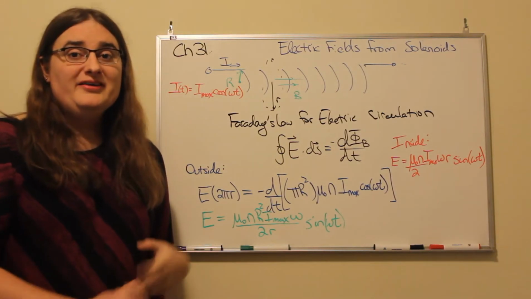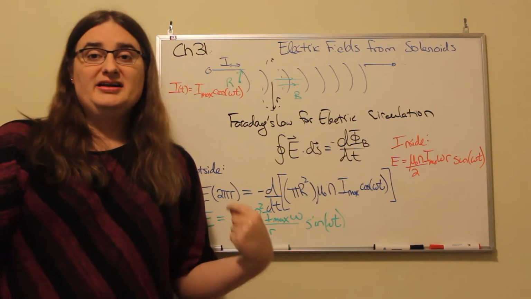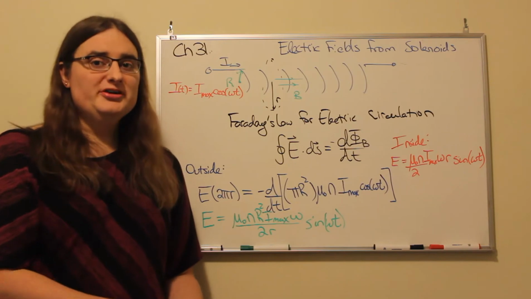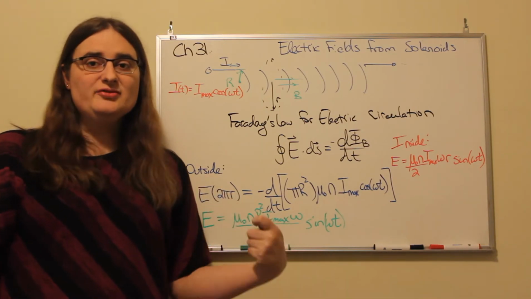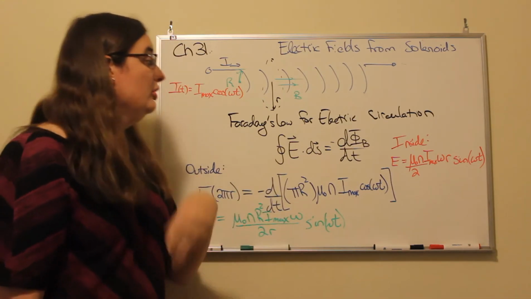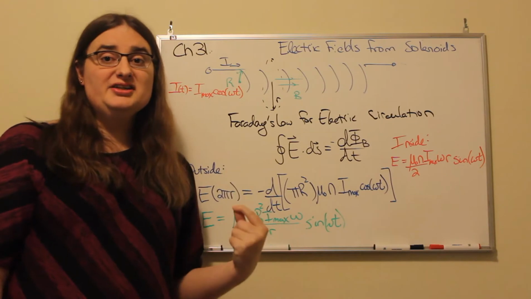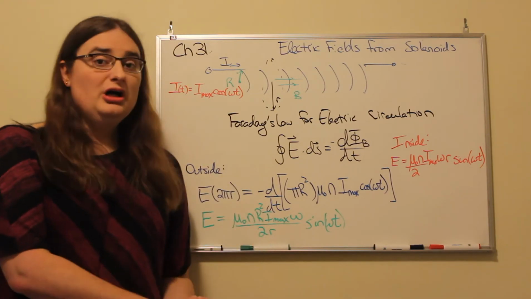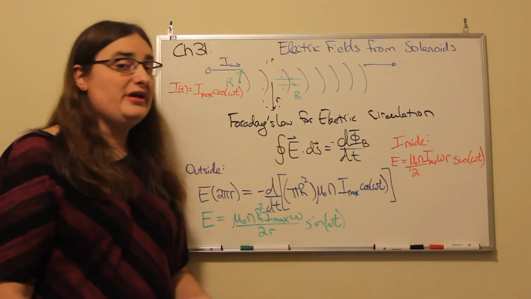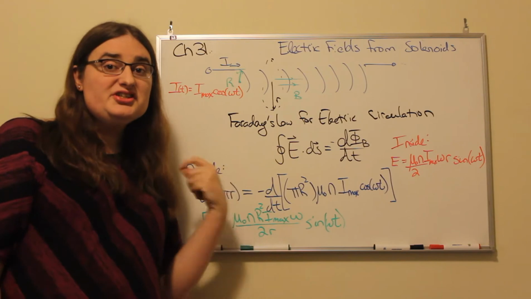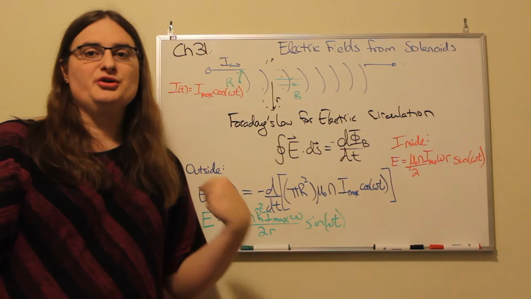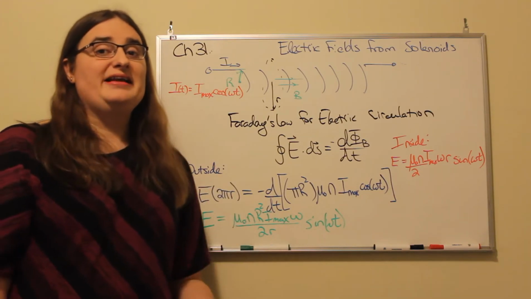Hi, I want to talk about the electric field that's created by a solenoid. Now, that sounds kind of weird because in chapter 30 we talked about solenoids as creating magnetic fields whenever a current passes through the solenoid. And that's true, but with Faraday's law of induction, as it relates to electrical circulation, changing magnetic fields can create electric fields. And anytime there is a changing magnetic field, you are going to create a circulating electric field around the region of changing magnetic flux.